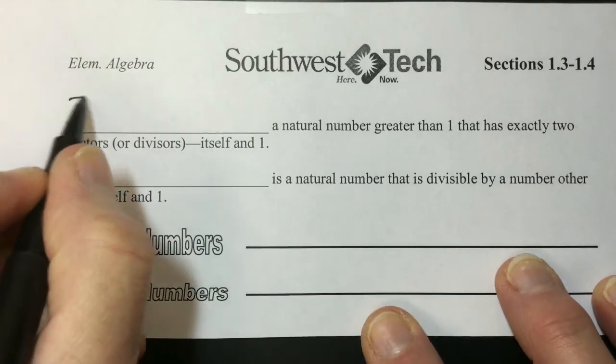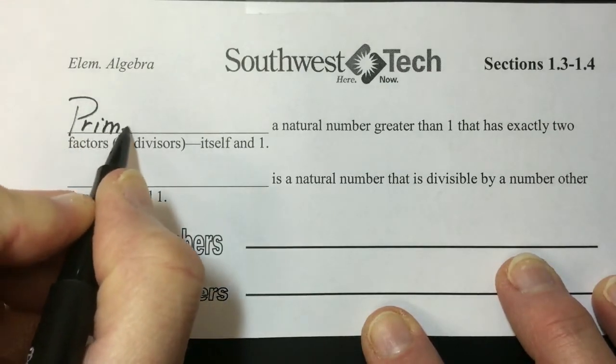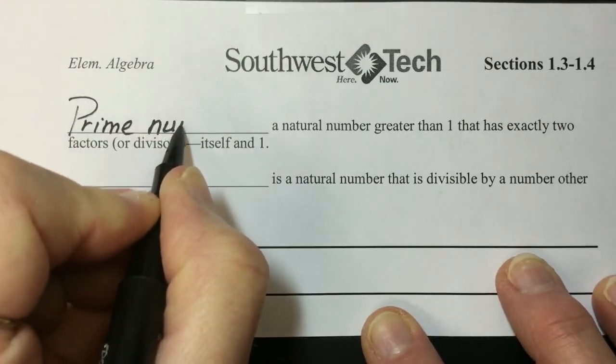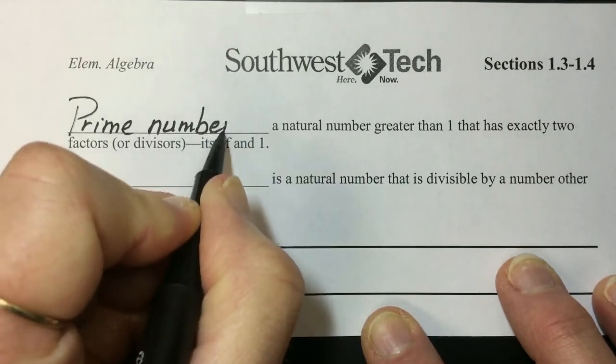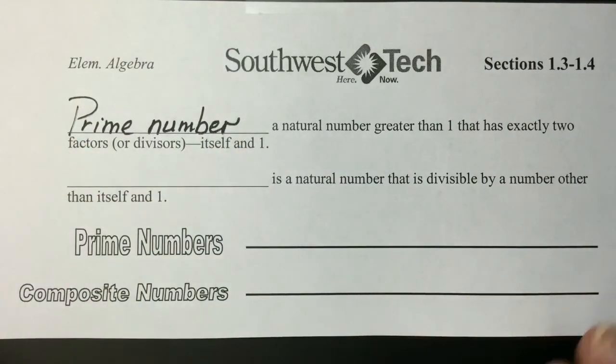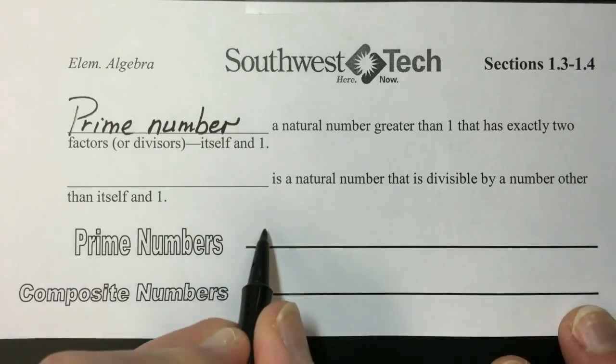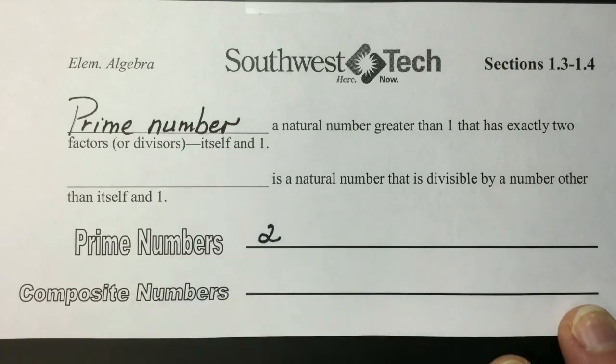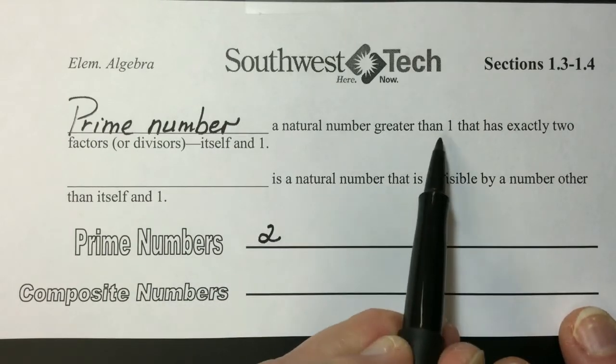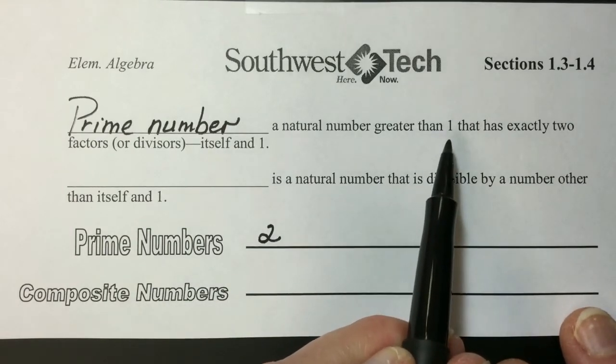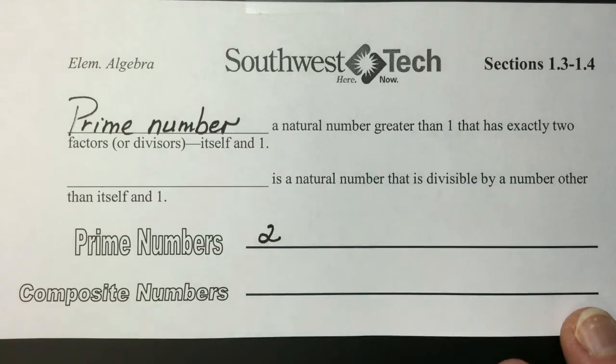A prime number is a natural number greater than 1 that has exactly 2 factors or divisors, itself and 1. The smallest prime number is 2. We don't use 1 because the factors of 1 could be disputed.